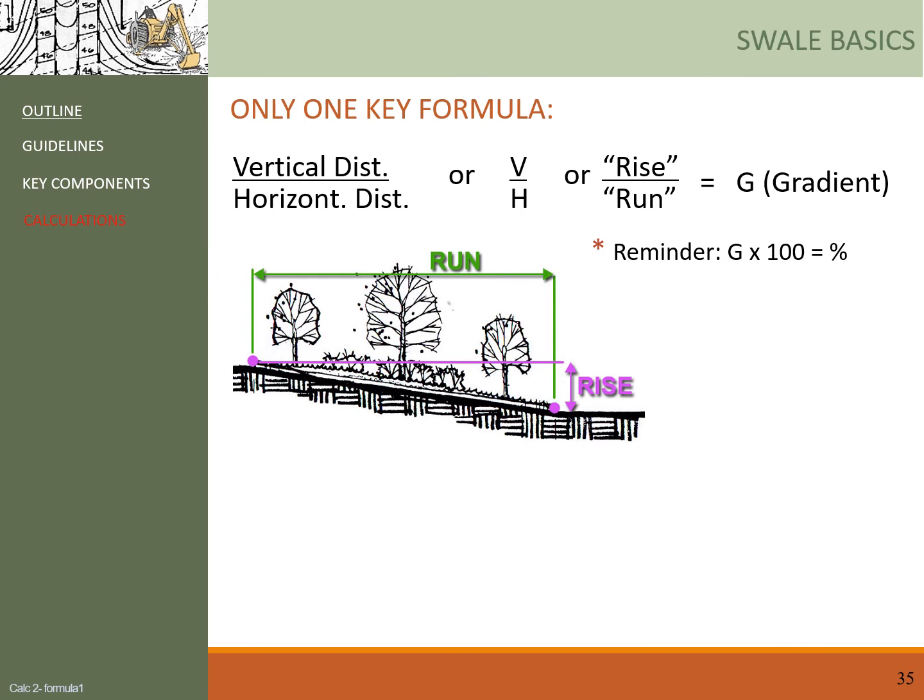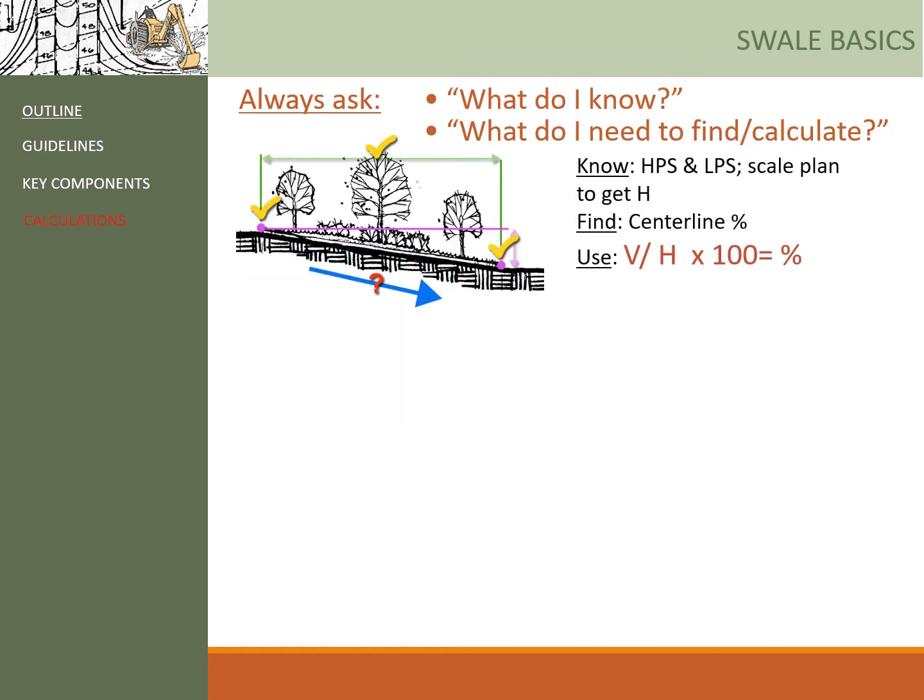Moving forward with the calculation, and you all know that there's only one key formula, right? By now, I'm confident that everyone is familiar with the formula, so we'll move forward to give you some examples. So when asked to calculate a parameter for a swale, you always ask, what do I already know? Which variables in the formula do I already know? And what do I need to find out or calculate?